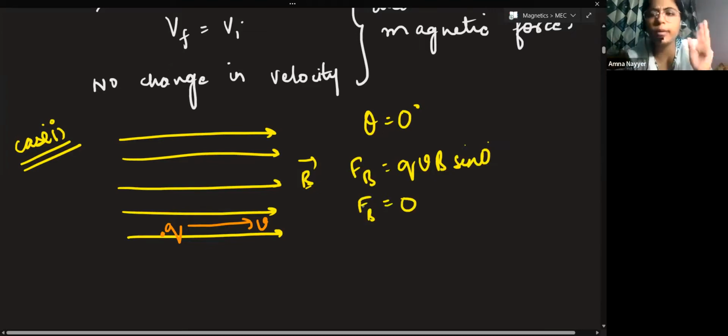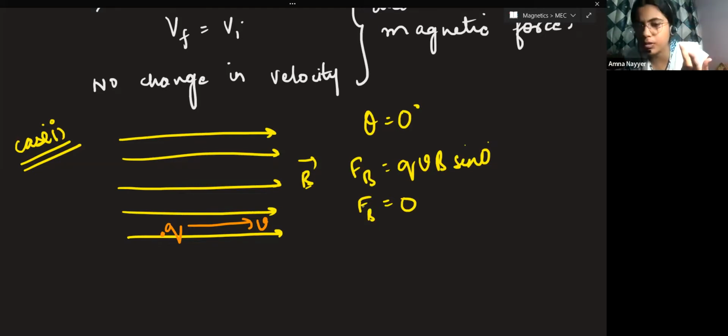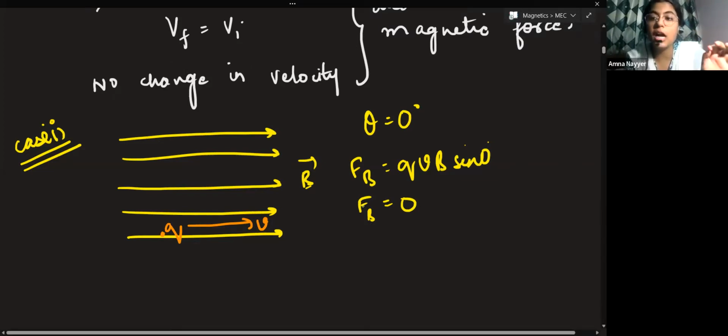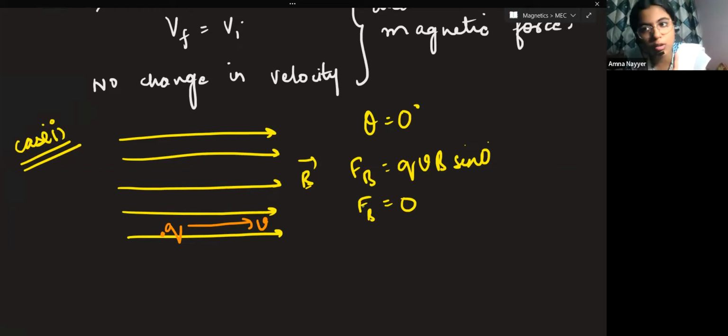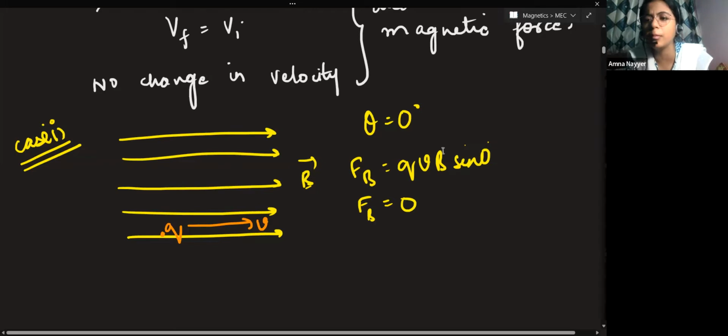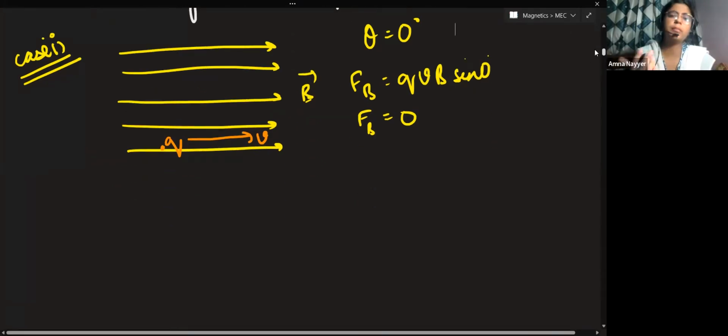So a theoretical question can come that if magnetic field and velocity both are parallel to each other, or the question can come in this language, like if the charge is moving in the same direction as that of magnetic field. This is also the language that can be used. Meaning is same, that angle basically between V and B is 0. Now case number 2. Case number 2 is also very easy.